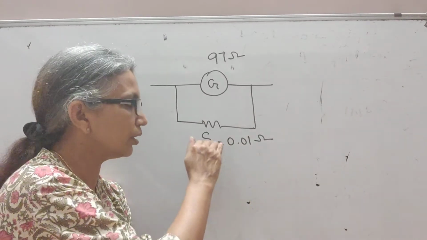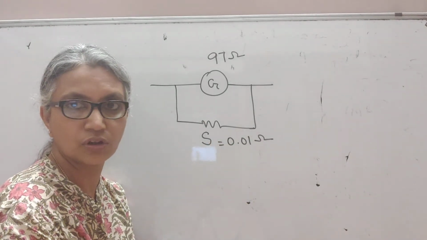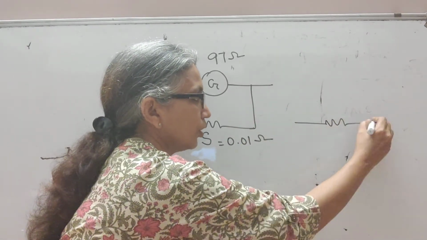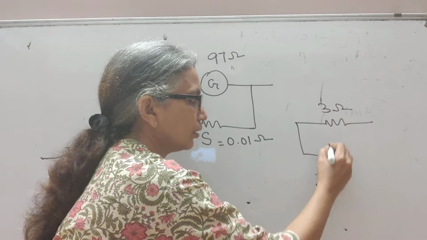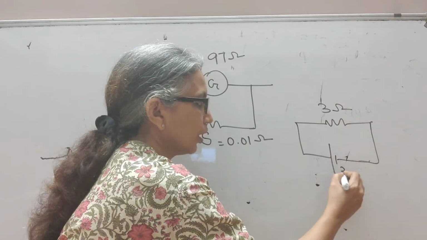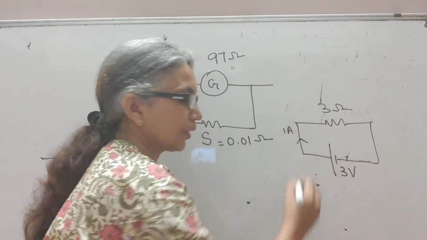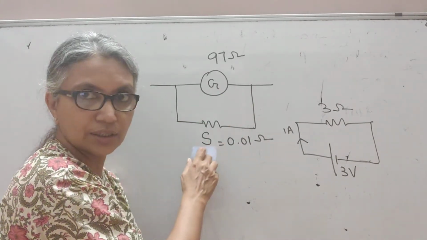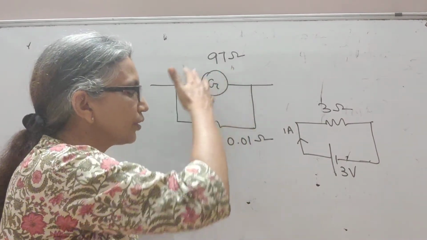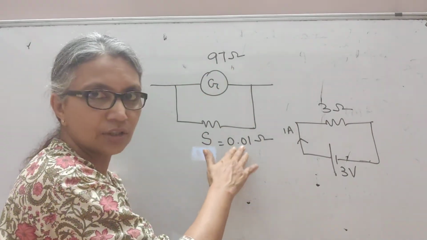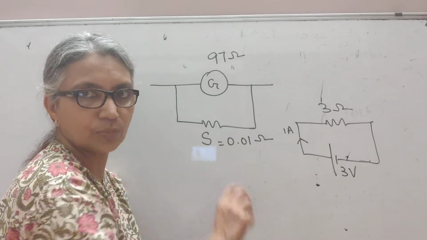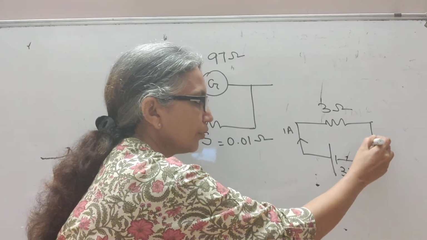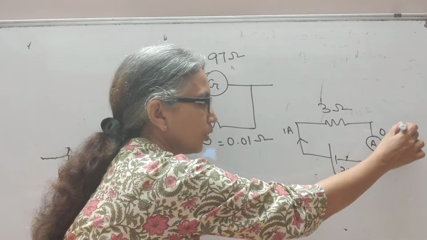Your galvanometer connected in parallel to a shunt resistance is what you call an ammeter. So now if you connect this to our previous circuit, we have the 3 ohm here, we have the 3 volt battery here, and you were supposed to read that 1 ampere current. We converted the galvanometer to an ammeter by connecting a shunt resistance. Let's imagine the effective resistance is equal to 0.01. I haven't calculated it. So your ammeter is going to have a resistance of 0.01 ohm.